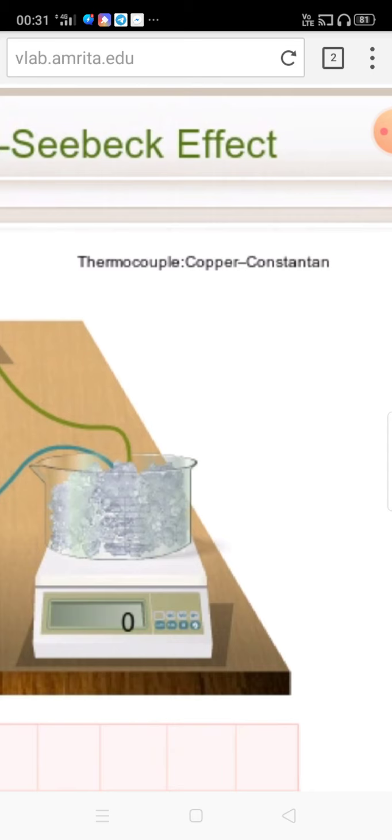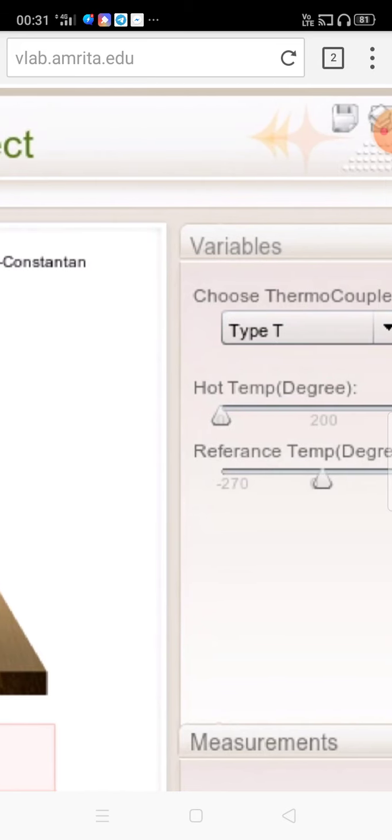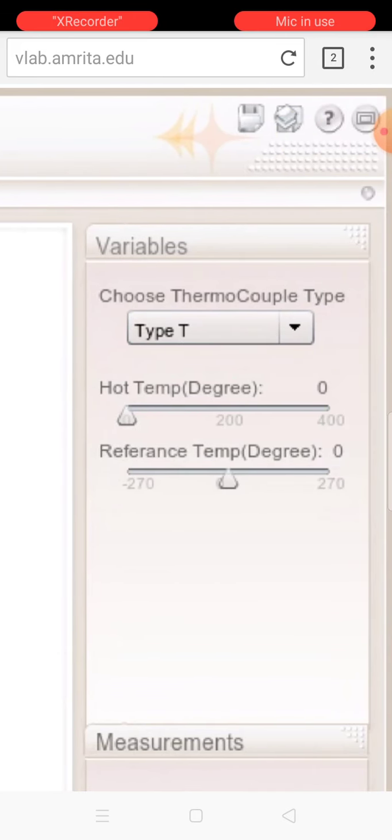So you remember, you can apply your mind, you can perform at least 2 or 3 practicals using different thermocouples from the combo box. But for that some restriction is there. You can choose the reference temperature as a fixed value, and the upper temperature will be shifting from one to another.